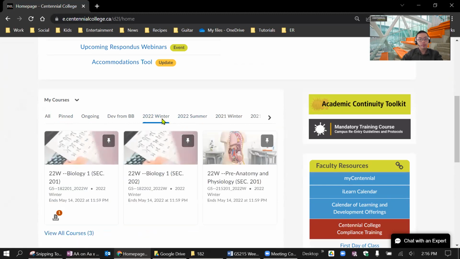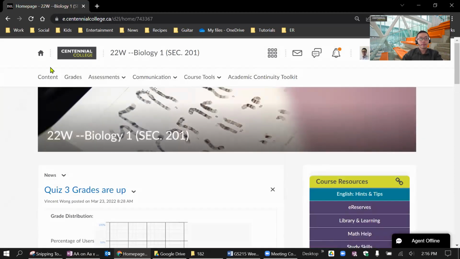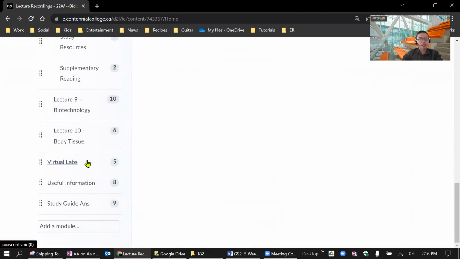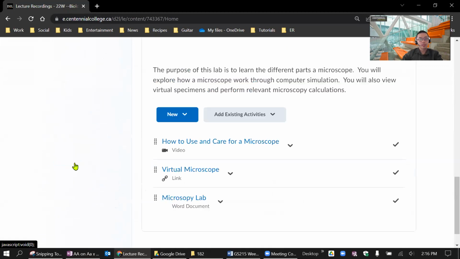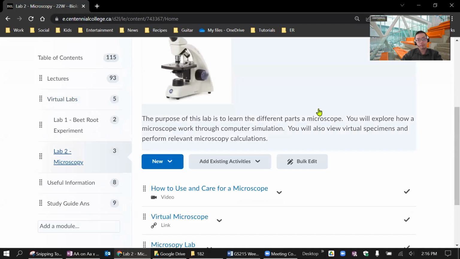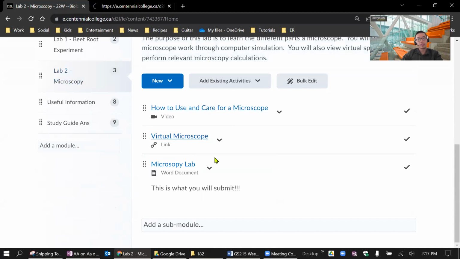But let's just take a look here. Under content, you can go to virtual labs, and then we're doing lab 2. It's 10%, an easy way to boost your marks. Do you want to watch how to use and care for a microscope? There is a link to a virtual microscope, and then this is the actual lab itself.